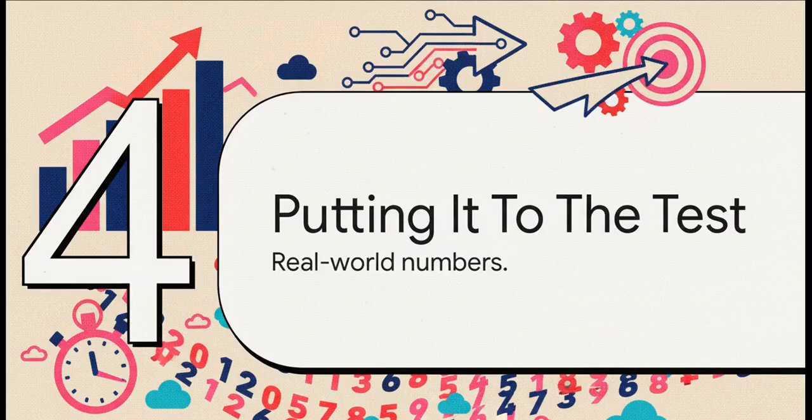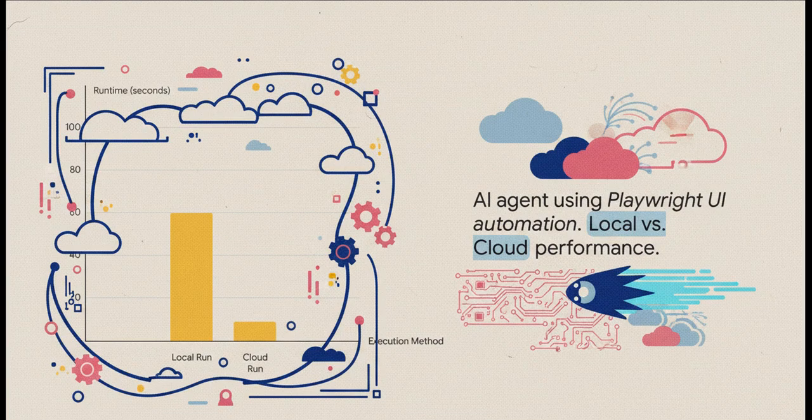Theory is great and all, but the proof is in the performance, right? Let's see how Ollama Cloud actually stacks up in a real-world test. Let's look at some numbers. So check this out. In this test, an AI agent was doing some UI automation. Running it with a model on a local machine took about 60 seconds, a full minute. Running that exact same agent through Ollama Cloud, 9 seconds, just 9. The difference is just staggering.